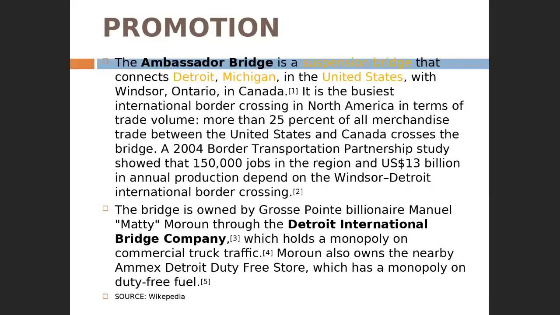I have 2 minutes, so I don't think I should get started. You guys don't have these 2 slides. It's the next set of slides, promotion. I don't know if you know this, but the bridge that connects Detroit with Windsor is called the Ambassador Bridge. It's the only privately owned international crossing bridge in the world. And it's owned by Matt Maroon, who's a billionaire, and he holds a monopoly.